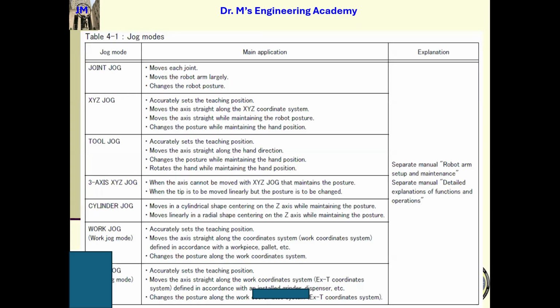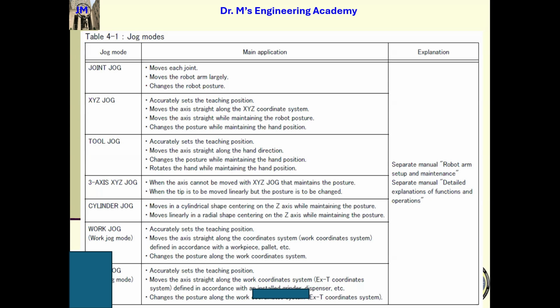So here is jog mode. Let me finish this one, okay? Because jog is a basic movement of any industrial robot. In jog mode, we have several modes, 7 modes here. First is joint jog. Joint jog means that you want to move the arm along some joint. For example, I want to move my body along my waist this way, or my shoulder this way, or elbow this way, wrist this way. That is the joint mode.